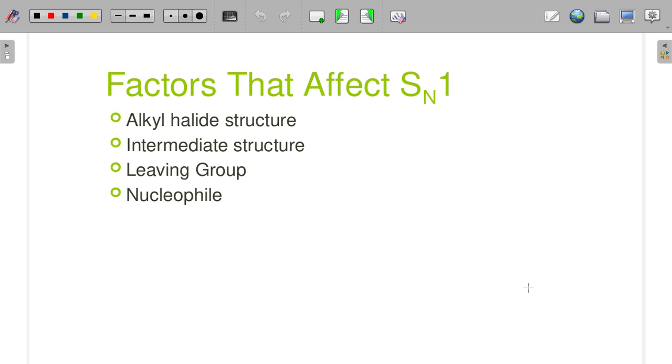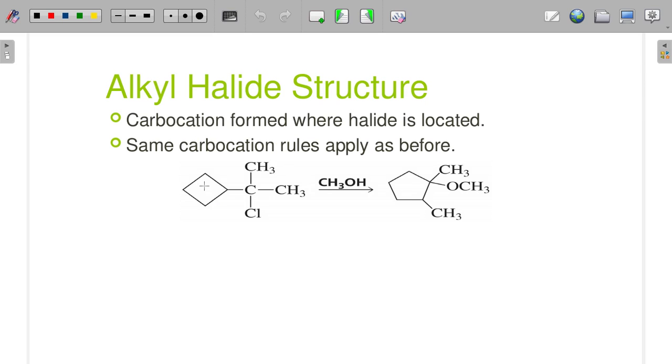All right, so now that we have a mechanism, let's look at the factors that affect the rate of an SN1. Turns out the alkyl halide structure is going to factor in as well. We're going to see that tertiaries are better this time. The intermediate structure is the reason. Tertiaries again. Leaving group is still an important thing, and so is the nucleophile. All right, so our alkyl structure, creating that carbocation, is an important little complex thing.